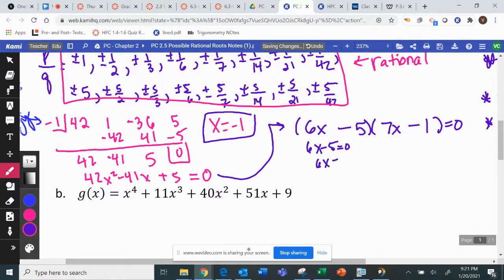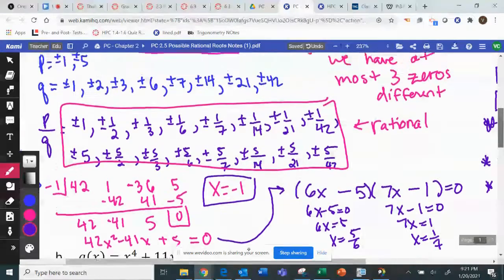So we get 6x equals 5. So x is 5 over 6. And that is in our p over q values, 5 over 6. And then 7x minus 1 equals 0. So 7x equals 1, x equals 1/7. And 1/7 is also in our p over q values.